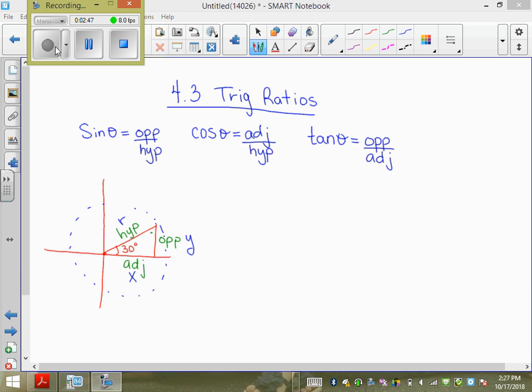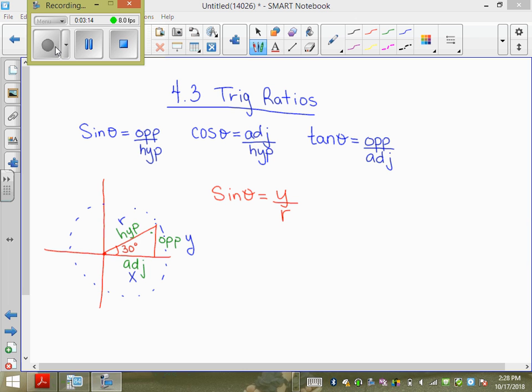So we're not going to use opposite, adjacent, and hypotenuse anymore. We're going to use X, Y's, and R's because they're going to make way more sense for us because we're embedded onto a Cartesian plane, not just a random triangle floating on your page. Okay? So sine theta then is going to actually be opposite over hypotenuse, so it's going to be Y over R.